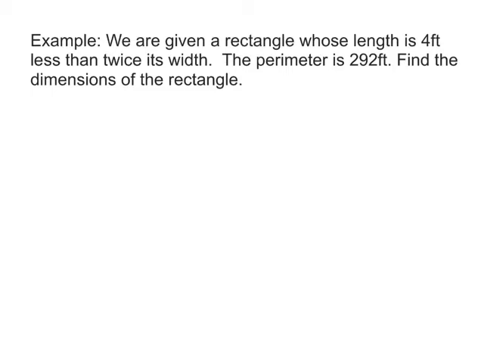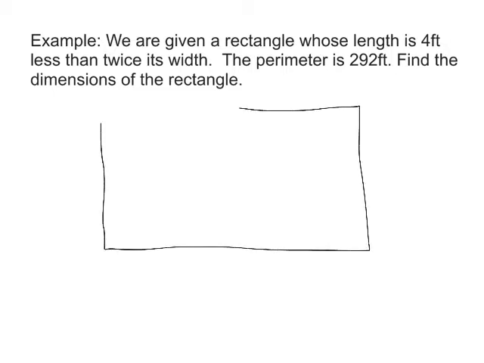Okay, so here's what we're dealing with. We've got a rectangle. The width of the rectangle, we'll say, is this dimension here. We're going to call the length this dimension. So we know that the length is 4 feet less than twice its width.